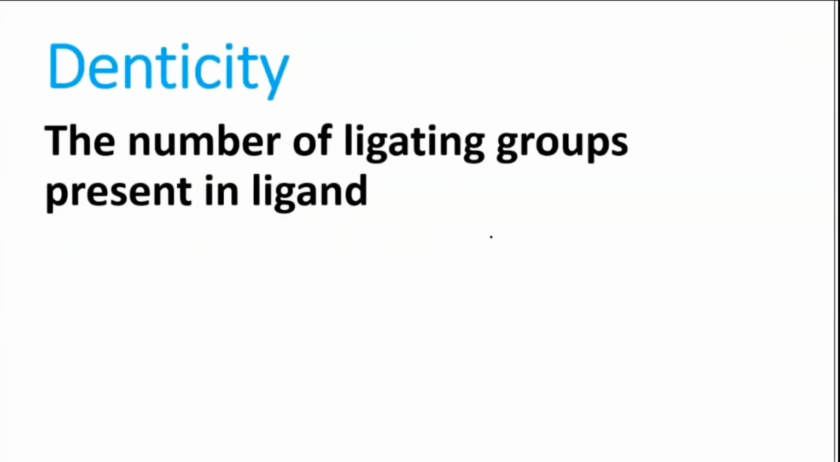Okay, I'll go for the next one. Next is denticity. Denticity is how many donating groups are present in the ligand. Means one ligand can donate how many donating groups are exactly present in them. That is called denticity. Here you can see the definition: the number of ligating groups present in the ligand.